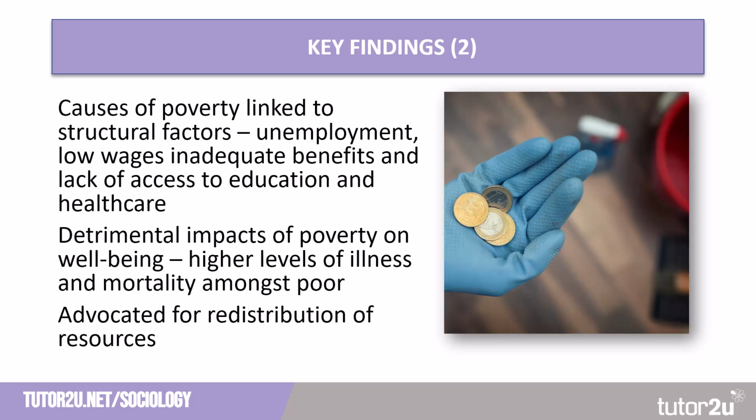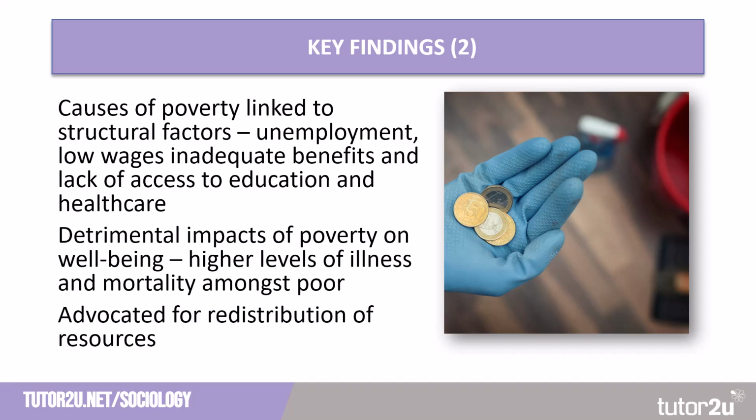Townsend identified several structural factors that contribute to poverty, such as unemployment, low wages, inadequate social security benefits, and a lack of access to education and healthcare. He argued that poverty was not just the result of individual failings, but was deeply rooted in social and economic systems that perpetuated inequality.